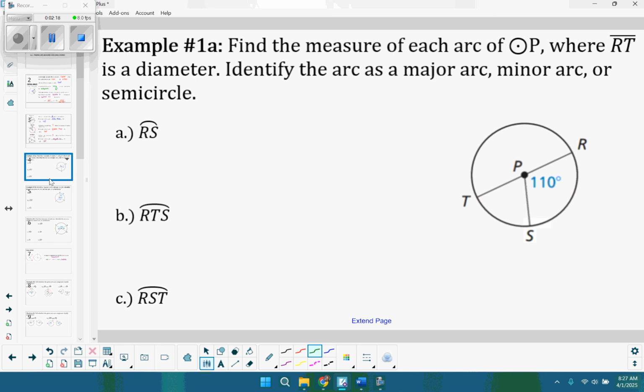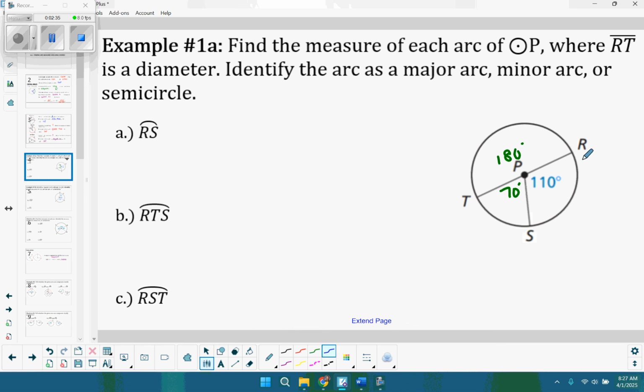So for example, 1A, we want to find the measure of each arc and identify it as major, minor, or semicircle. So the first thing I would do is, if RT is a diameter, that's one straight line, a linear pair tells me this would be 70 degrees. And this side would just be 180 degrees.